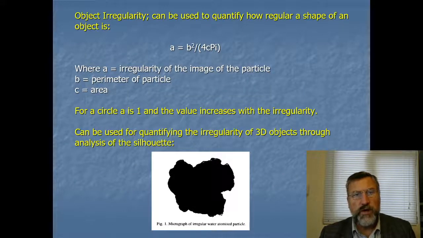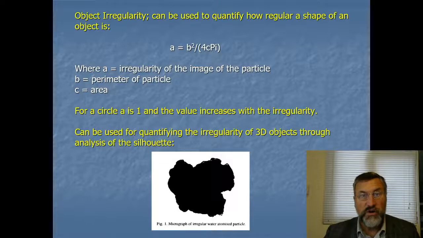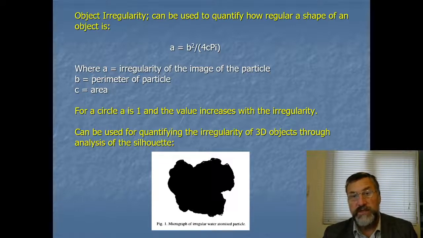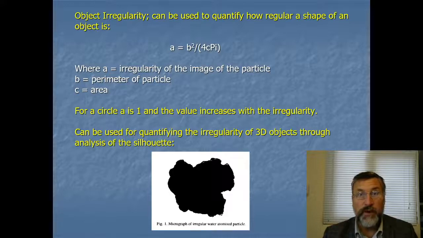Now, this one, perimeter squared over 4 pi times the area, is the object irregularity, also called the Hayward circularity function in LabVIEW. But the important thing about this is, for a circle, the value is 1. So the least irregular shape you can get is a circular shape. And as the irregularity increases, this number will increase. And it's actually a very handy, simple way of measuring particle characteristics, really.